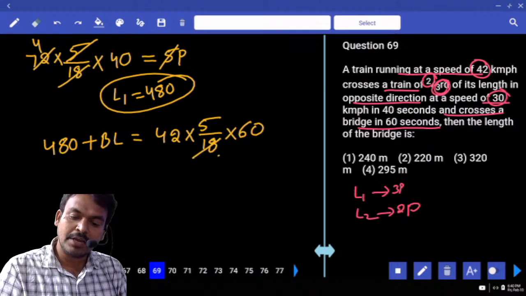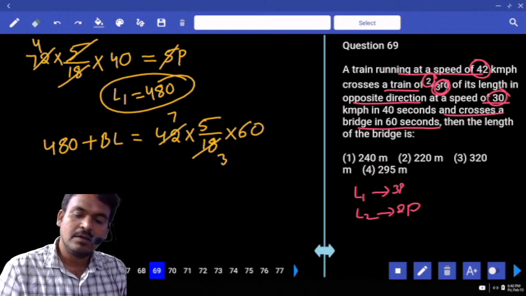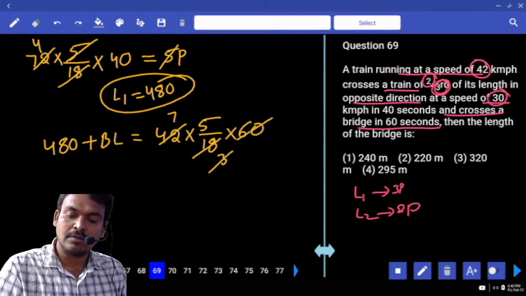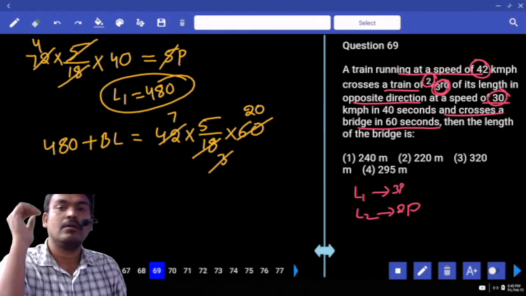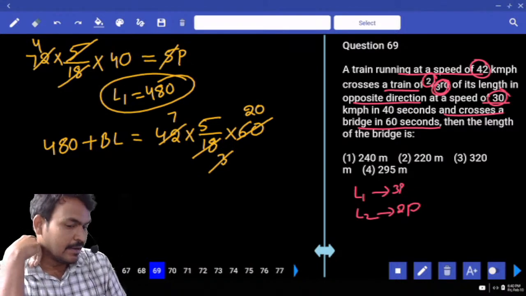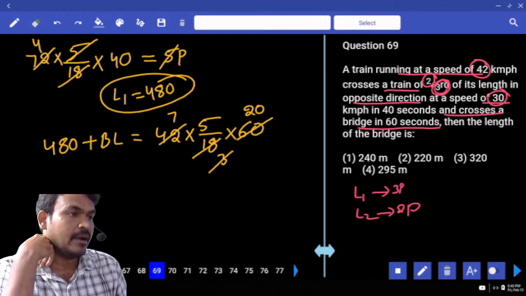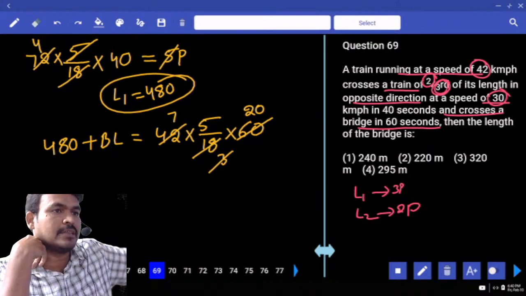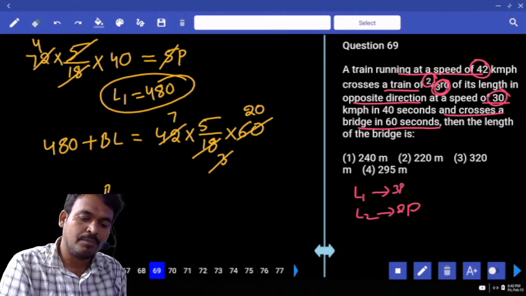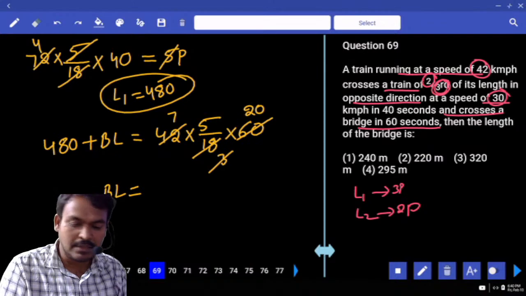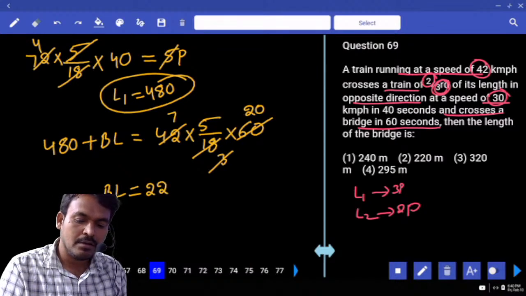6 times 3 is 18. 6 times 7 is 42. 3 again with 60 gives 20. 20 into 5 is 100, into 7 is 700. Out of 700, 480 is subtracted. The remaining value is the bridge length. What is the bridge length? 220 meters.